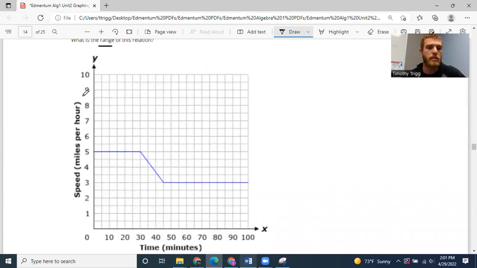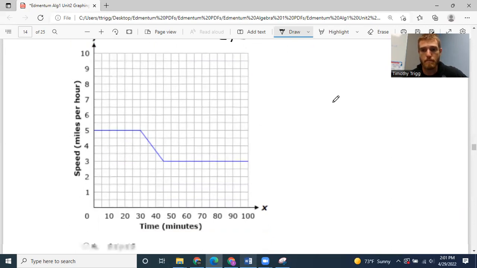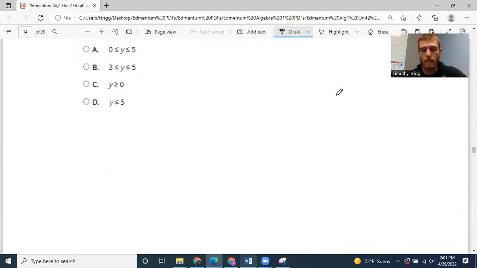Remember, domain, you look at x, range, you look at y. So what's the highest point in the range? What's the lowest point in the range? See if you can figure that out.